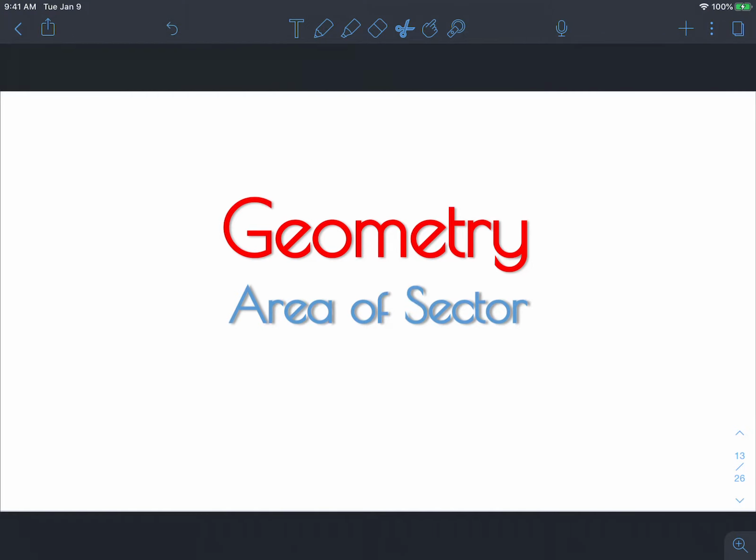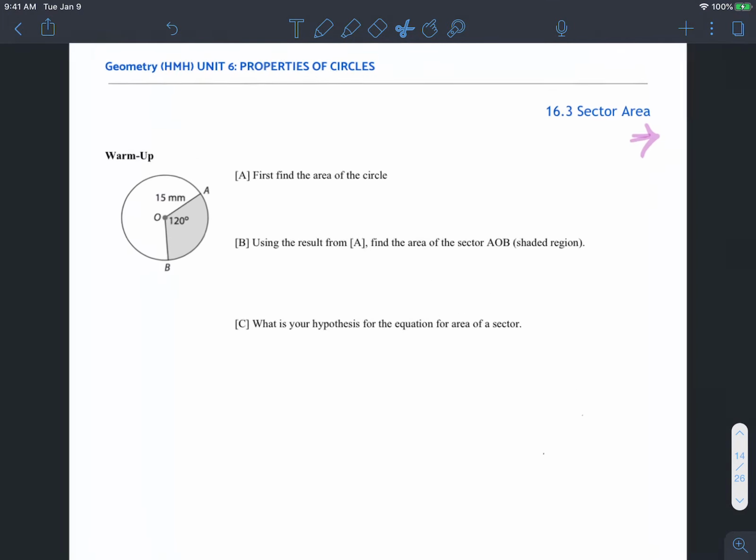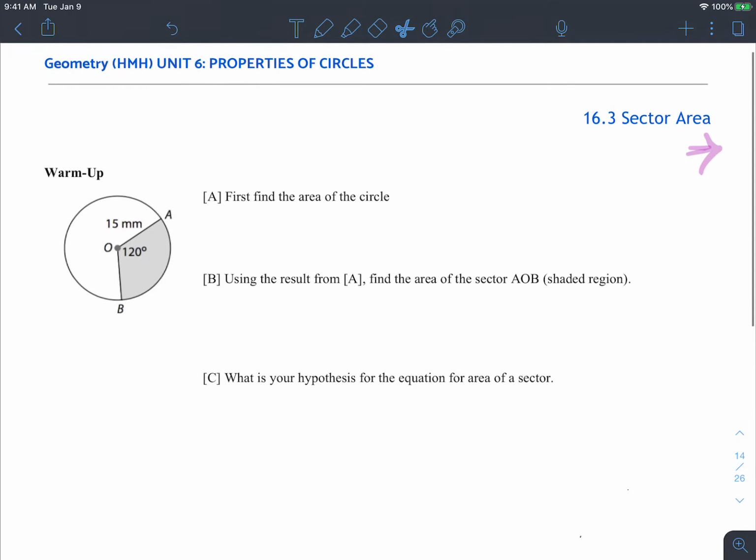Geometry, area of sector. Okay guys, we have a warm-up. Take a minute to try this on your own. Pause the video when you're ready. Please start again.